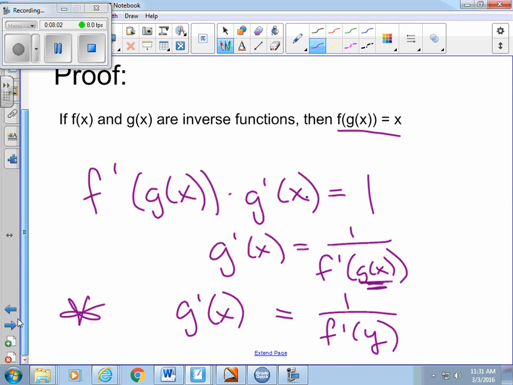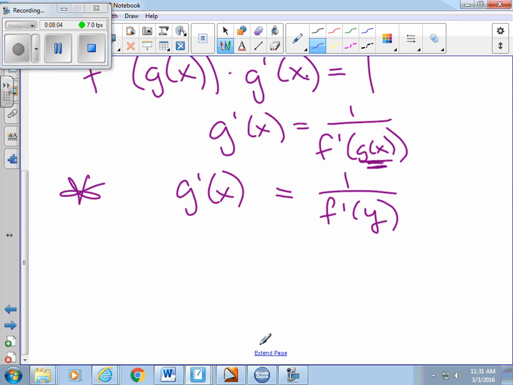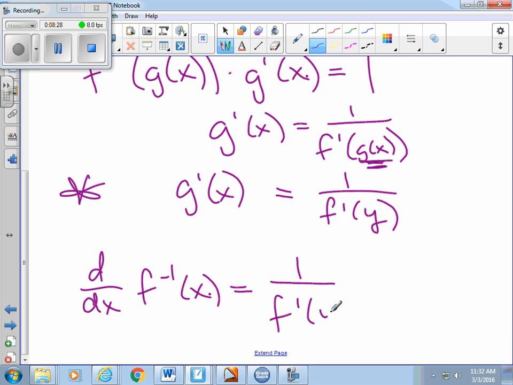So the formula: if f and g are inverses, then the derivative of g, which is the inverse of f, is 1 over f prime of y. And you could even say the derivative of f inverse of x is 1 over f prime at the y value.